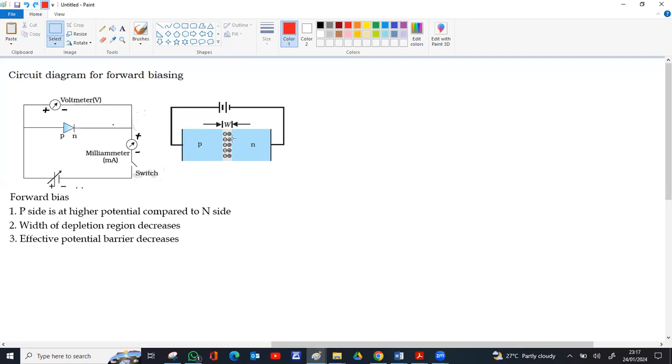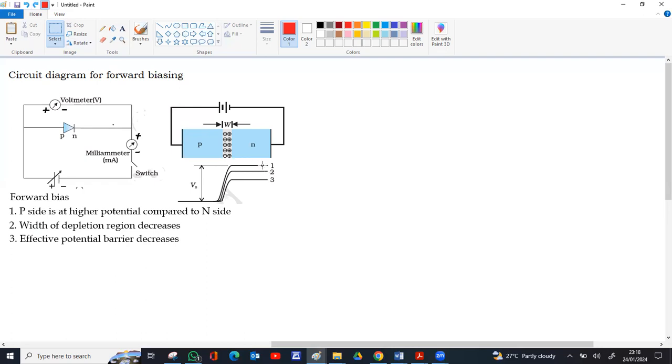Now the potential barrier for a silicon diode is 0.7 volt. For a germanium diode, 0.2 volt is the potential barrier. Here the P side is negative and the N side is positive for the potential barrier. When you connect positive to P and negative to N, the applied potential difference is opposing the potential barrier. That's why the width of the junction is decreasing. So the effective potential barrier starts decreasing, because the applied voltage opposes the potential barrier.